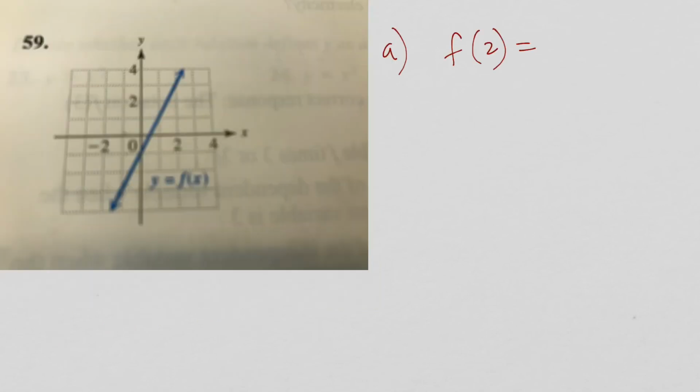Okay, here, part A, f of 2. Our x value is 2, so we go out to the x at 2, and then we pop out the y value. The y value of this is 3, so f of 2 is 3. For part B, they want f of negative 1. So we go out to negative 1, and the y value at negative 1 looks like it's right there, which is 1, 2, 3, negative 3. So f of negative 1 is negative 3.